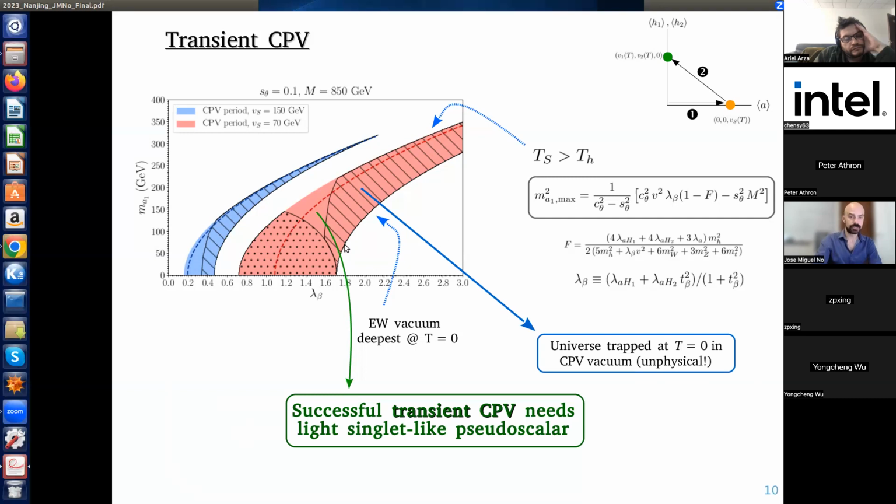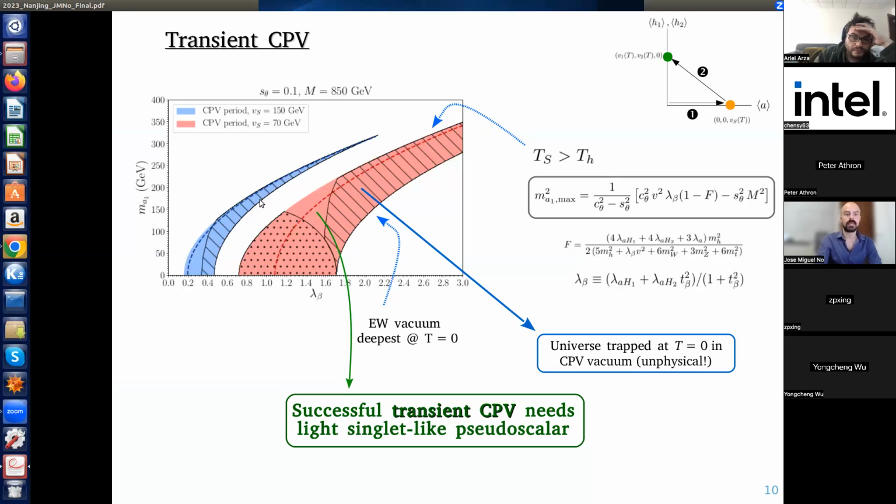And you see that in, like, the bottom line, the line that is the bottom part of the funnel, this comes from imposing that the electroweak vacuum is the deepest one at 0 temperature, and this upper line comes from imposing the correct thermal history, that you first break along the singlet direction. And then you have these funnel regions. So there is available parameter space.